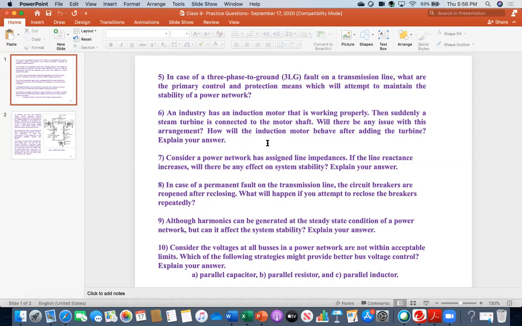So Amani, can you try to answer this question? The question is, an industry has an induction motor working properly, and suddenly you connect a steam turbine to that motor shaft. So the induction motor is rotating, meaning its shaft is rotating, right? And then at the shaft you connected a steam turbine. This means you added another source. The motor was running with the help of the input power supply, its shaft was rotating, and then you connect a steam turbine that is helping to rotate it faster. So that is the question. Will there be any issue with this arrangement, and how will the induction motor behave after adding the turbine? Will there be any problem, or will the induction motor stop, or will it start behaving differently?